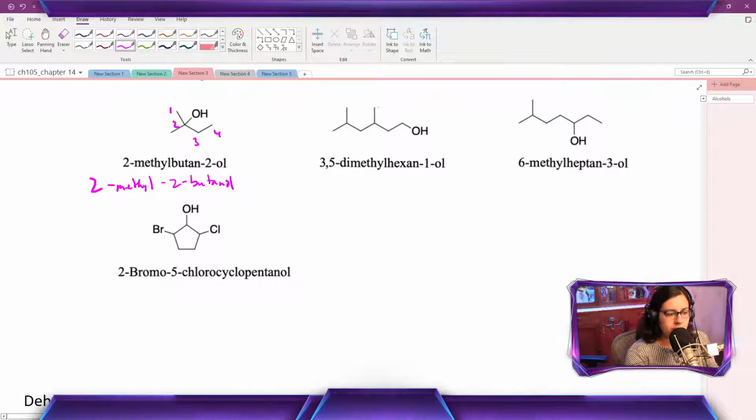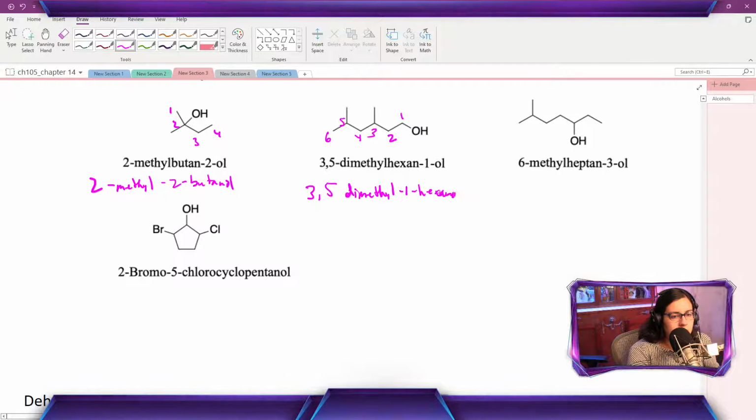Now looking at this next example, we'll do the same thing, identify our longest chain. It looks like we should start over here. So 1, 2, 3, 4, 5, now it doesn't matter, 6. And so 1 is on our OH. Now we have 3 and 5 for our methyls. So we can say 3, 5, and then there's 2 of them, so dimethyl. And then you could also say 1-hexanol.